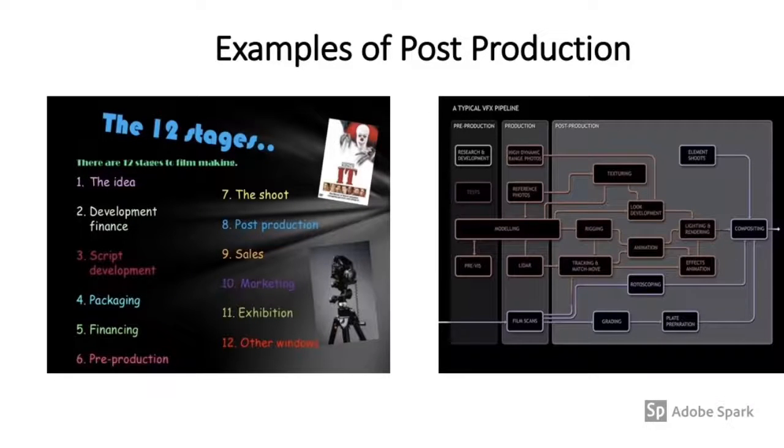This is an example of post-production. You have the 12 stages: 1, the idea; 2, development finance; 3, script development; 4, packaging; 5, finance; and 6, pre-production; 7, the shoot; 8, post-production; 9, sales, marketing, exhibition, and so on. And on the next one on the right is a typical type of timeline concerning the post-production.